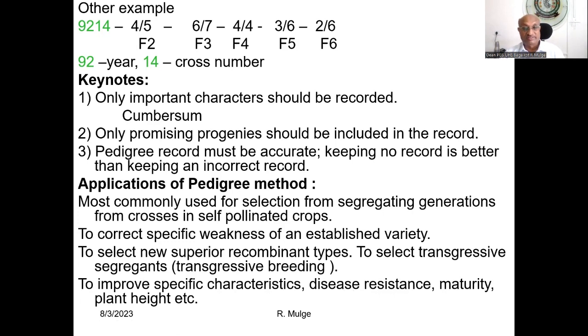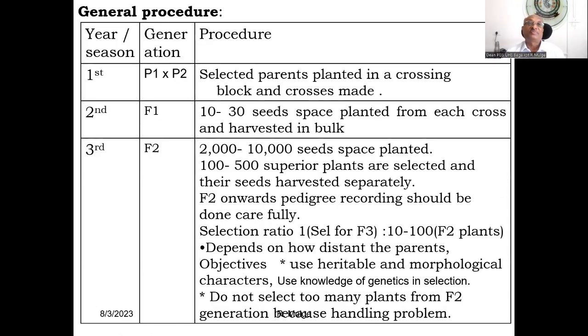You want to have dwarf plants or anything, you can use the pedigree method. So the general procedure: first year, two parents, P1 and P2, they are homozygous. P1 is homozygous and P2 is also homozygous. Maybe they are differing in genes. P1 can be homozygous dominant for one gene, and P2 is homozygous dominant for some other genes.